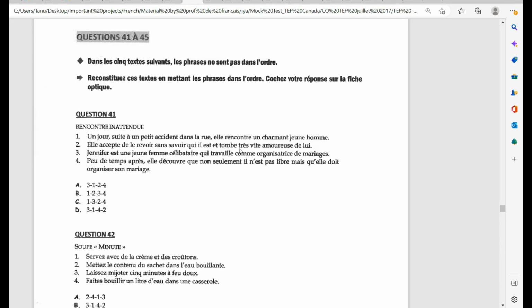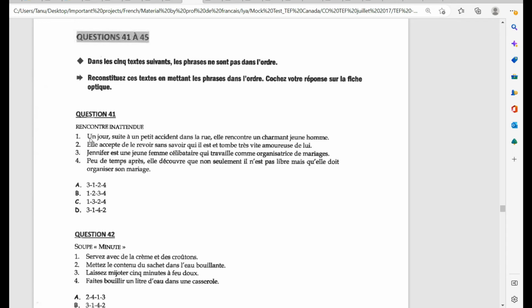Let's look at 2 now. Elle accepte de le revoir sans savoir qui il est et tombe très amoureuse de lui. Now we are talking about il here. So who is he? We actually found out about this person in this particular statement, un charmant jeune homme. So we are talking about this young man here. So this statement means that she agreed to see him again without even knowing who he is and fell in love with him very quickly. So let's look at the first 3 statements.